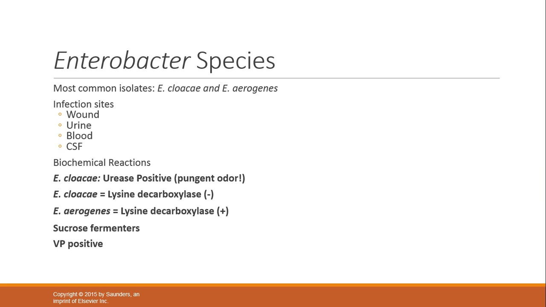Now, Enterobacter species, the most common isolates are Enterobacter cloacae and Enterobacter aerogenes. They cause infections of wounds, urine, blood, and spinal fluid. Biochemical reactions that are important: Enterobacter cloacae is urease positive, so it's going to have a very pungent, stinky odor. Enterobacter cloacae is going to be lysine decarboxylase negative, whereas aerogenes is positive. So that helps us differentiate between the two. I prefer to use the urease because it's easier to remember. They're both sucrose fermenters, and they're VP positive.